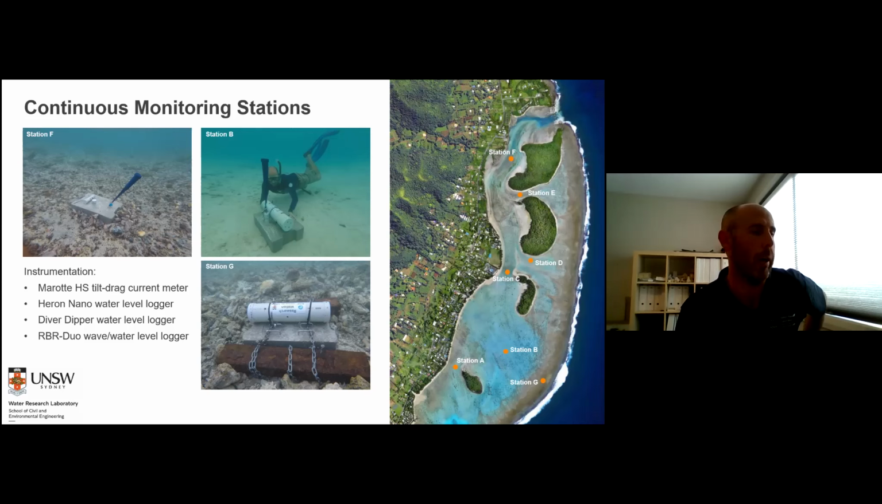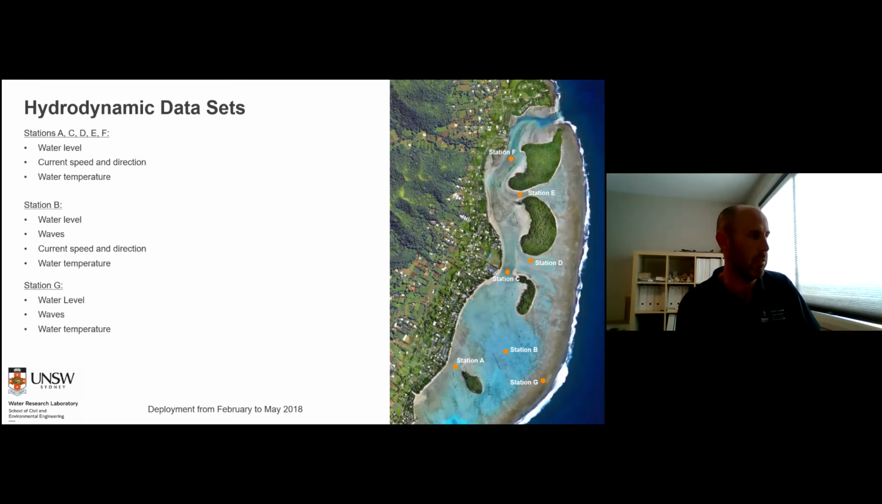The bottom right photo there shows what we called Station G, which is right out on the reef platform. At times that station's completely dry. That actually had about 200 kilos of weight to keep it there from when the swell was coming over it. So all the stations were sort of adjusted depending on their conditions.